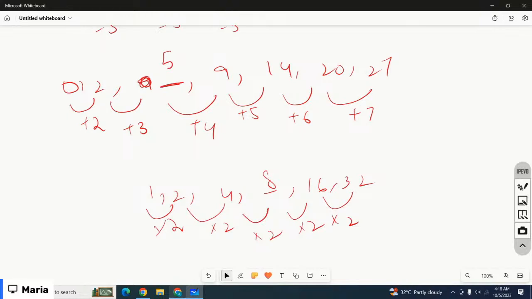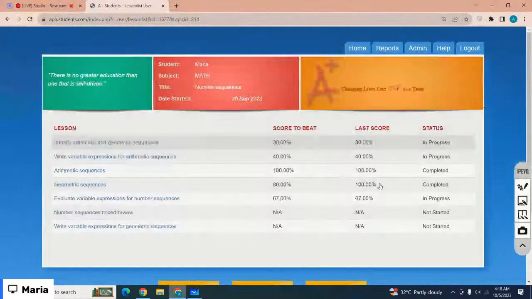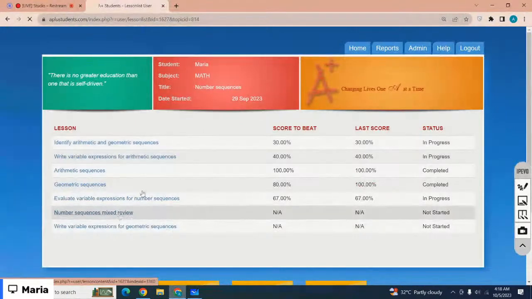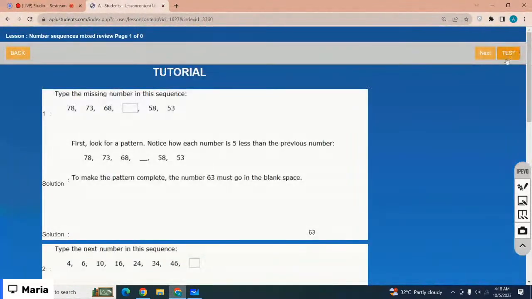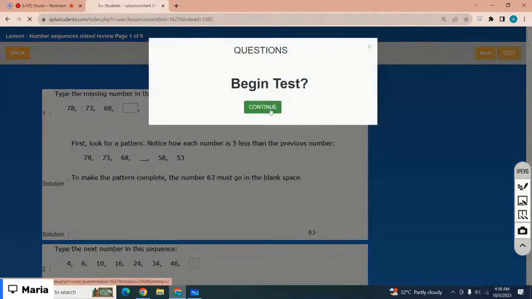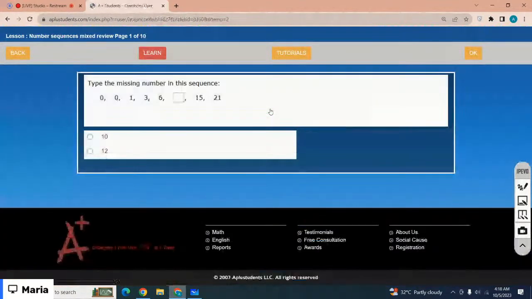So that is just a review about the arithmetic and geometric sequences. So now let's just start with the practice question. Let's go to the lesson and start with the test question. Okay, type the missing number in the sequence. So which number is missing?